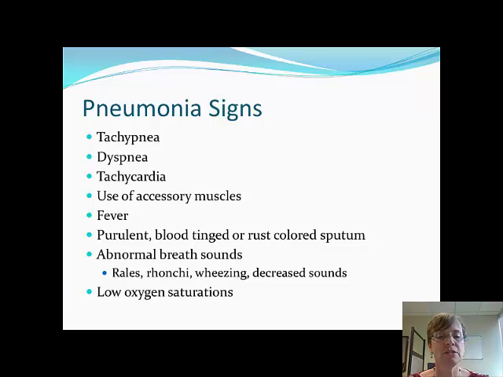But if there is consolidation, the breath sounds will be decreased. So on the side without the pneumonia, you might hear a nice clear sound, whereas when you listen to the other side, it might be much softened from where it would have been otherwise. And then finally, these individuals, because they may be having some hypoxia, the gas exchange isn't what it should be, so they would have low O2 saturations.